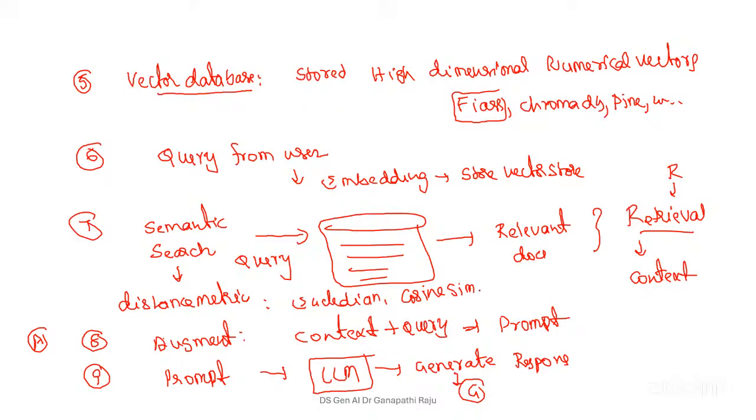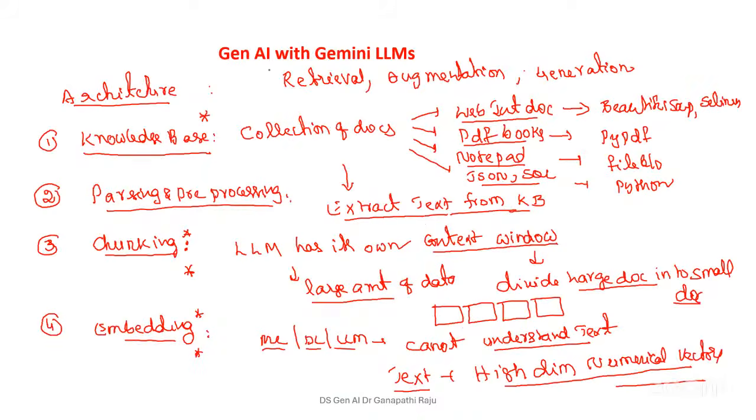Now, everyone, can you just put it here? So the RAG architecture, according to me, I divided into 9 steps. First one is the knowledge base. People call this data ingestion. Second step is called parsing and pre-processing. Third step is called chunking, dividing the data set into smaller documents. Fourth step is called embedding.